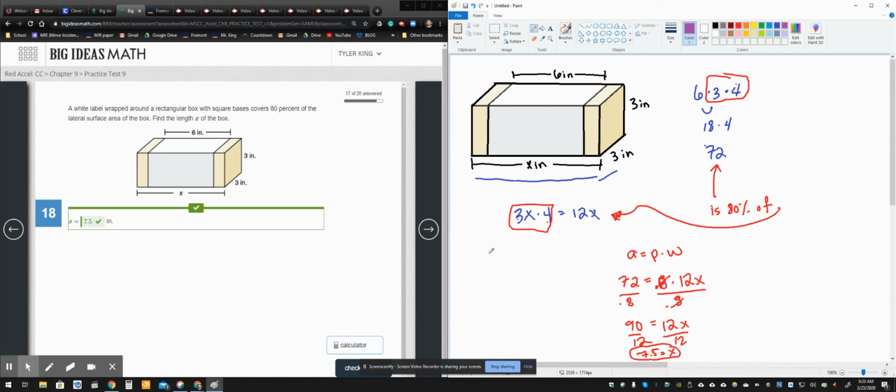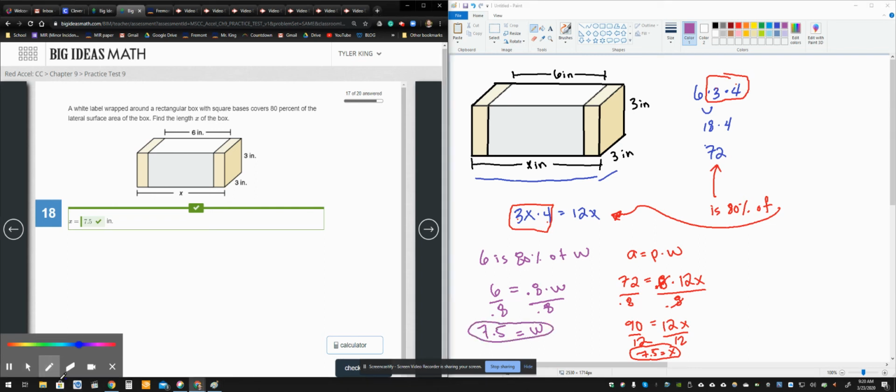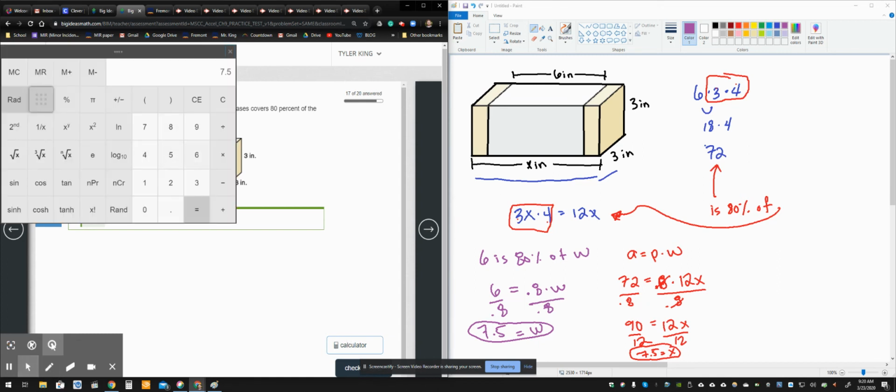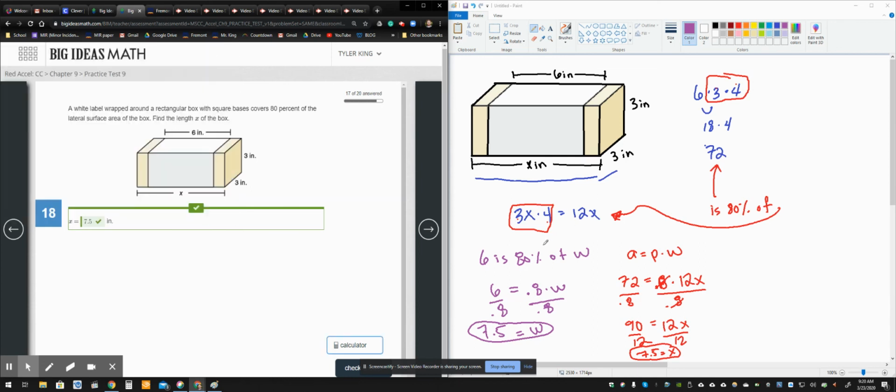And we end up seeing that 6 is 80% of W, or some unknown number. So we'd say 6 is equal to 0.8 times W, dividing both sides by 0.8, and we end up with W is equal to 7.5. And I'm just going to throw this in my calculator, make sure I understand what I'm saying. So 6 divided by 0.8 is equal to 7.5. Okay, so there are a lot of easier ways of doing this, especially if we recognize those things there. Just take your time and be careful.